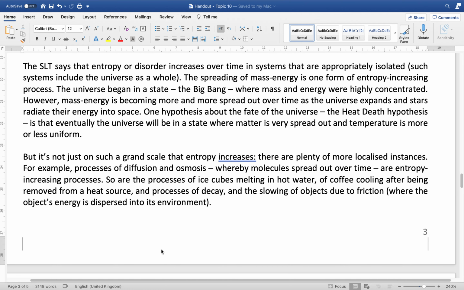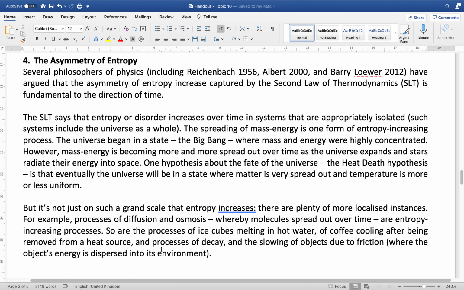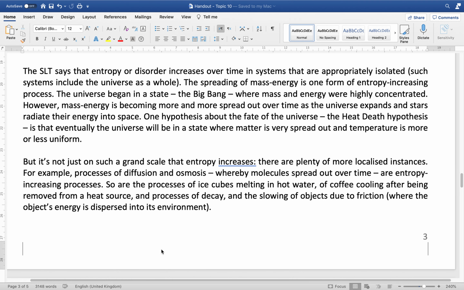So, what does the second law of thermodynamics say? Well, the second law of thermodynamics says that entropy, or in other words, disorder, increases over time in systems that are appropriately isolated. So the universe as a whole presumably is an isolated system, and so within it, it's assumed that entropy increases over time.